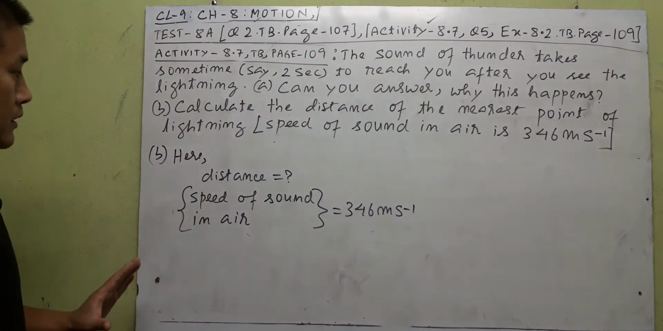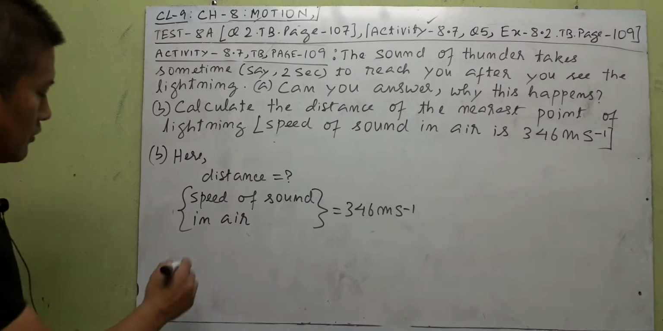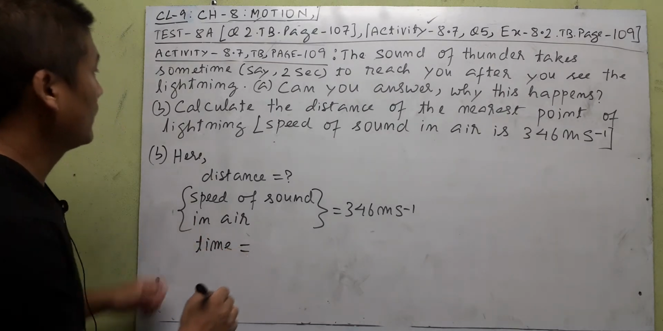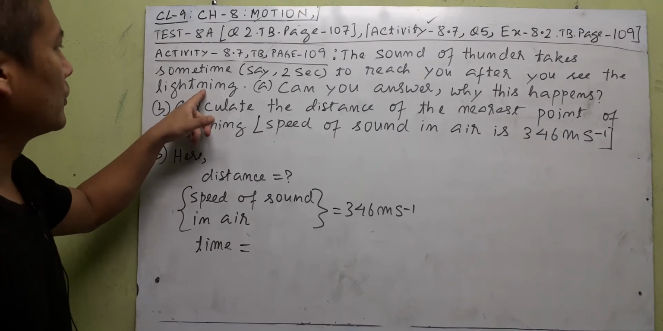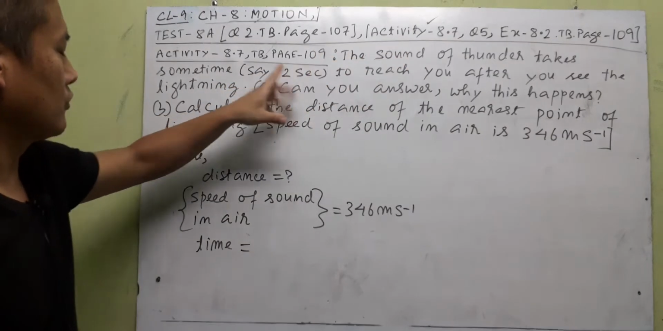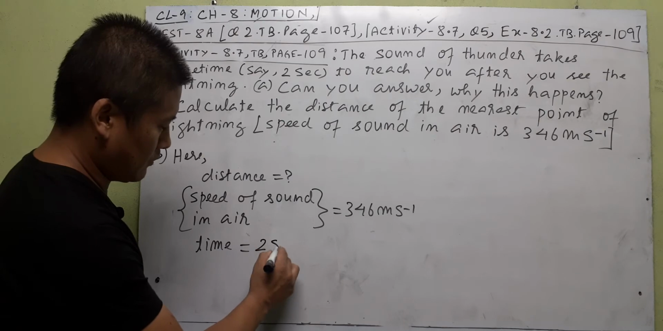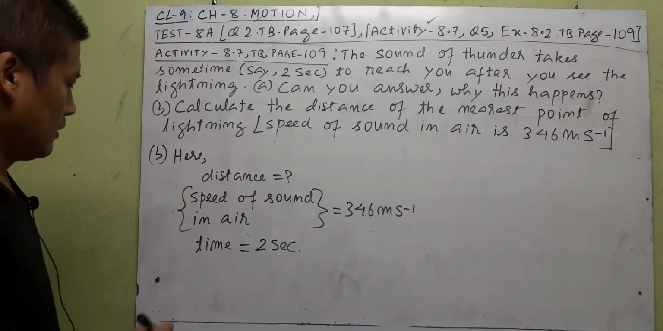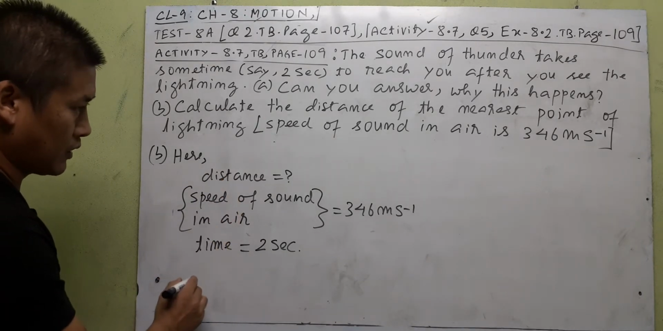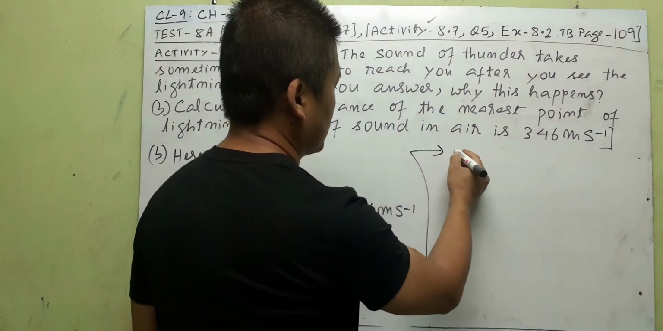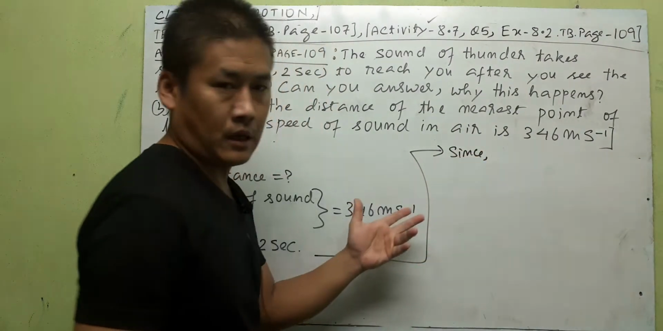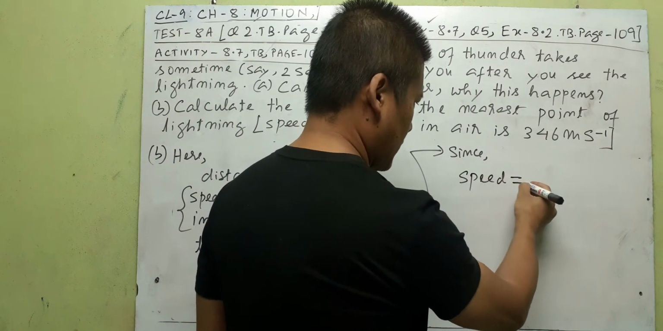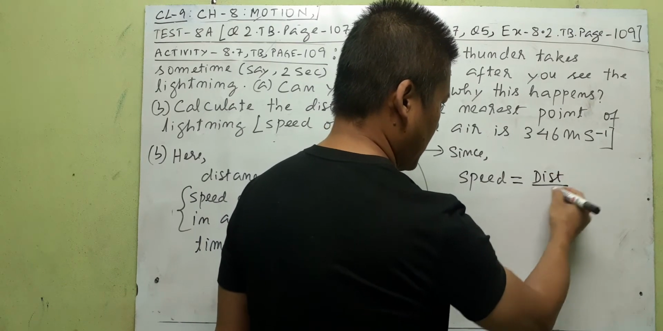So speed is there, distance is not there, and the time is also given. The time taken for the sound of the thunder to reach us. Here, see, to reach you, say 2 seconds. So sound takes 2 seconds to reach you after you see the lightning. So this is the time and this is the distance. Time, speed and distance. Now we know, since in our previous class we have learned the formula for speed. Speed is equal to distance by time.